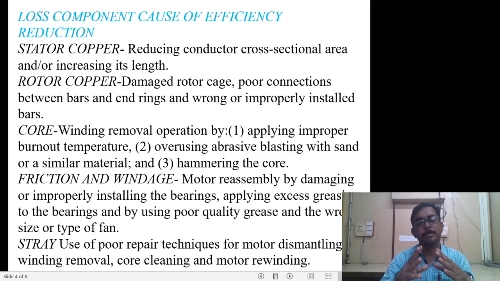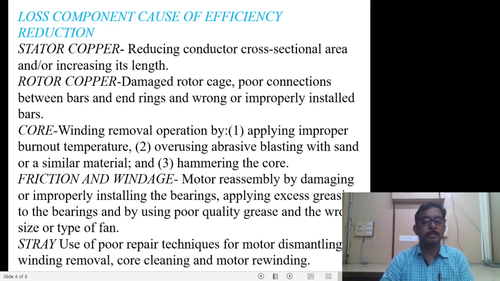Then, by using the wrong type of fan. This fan is used for cooling the induction motor. Sometimes the blades of the fan are not properly installed. Then unbalancing happens, and due to that unbalancing, the load of that unbalanced portion will act on the shaft of the induction motor, and due to that the motor draws heavy current from the source side.